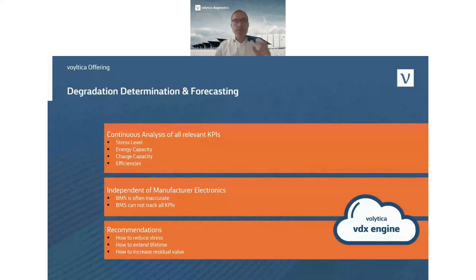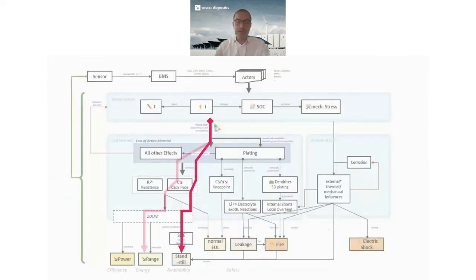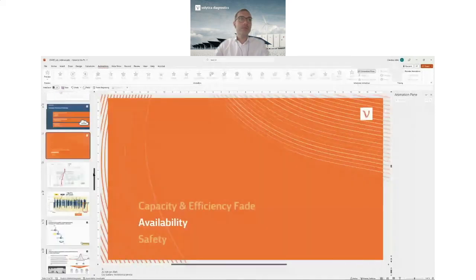The BMS is often not giving all the KPIs or often not accurately. So we are making an independent assessment of that. And of course, we're also making recommendations how to reduce the stress level and increase the lifetime in our dashboards, in the reports. And I'm skipping the point of availability for the moment to directly jump to the anomalies, because this is something that seems to be very, very much asked here. And in the meantime, I can answer another question. Let me pull up another question.